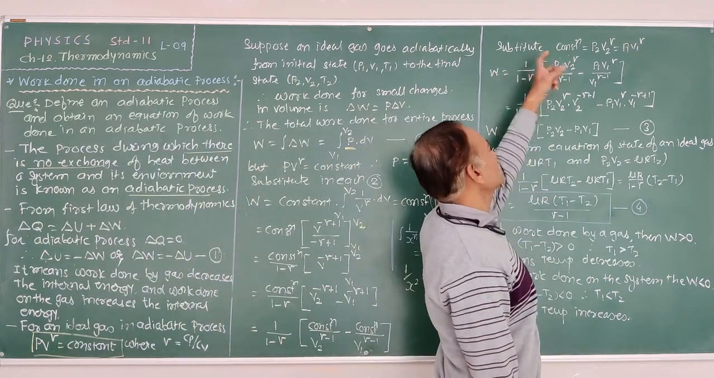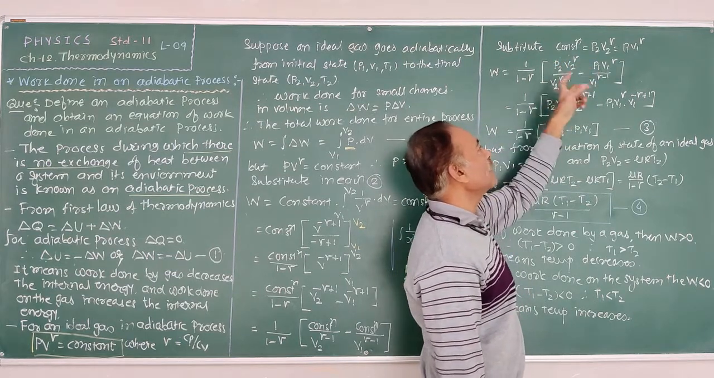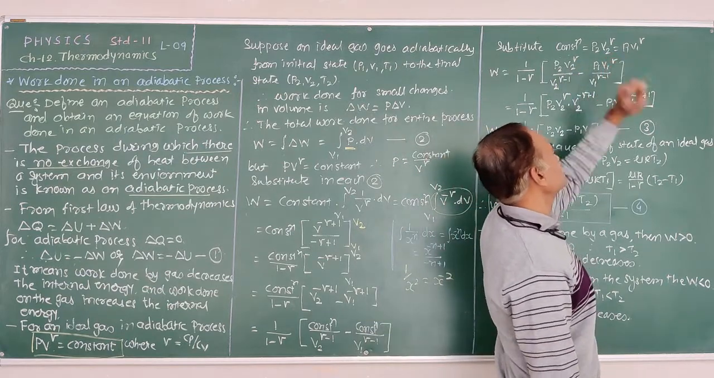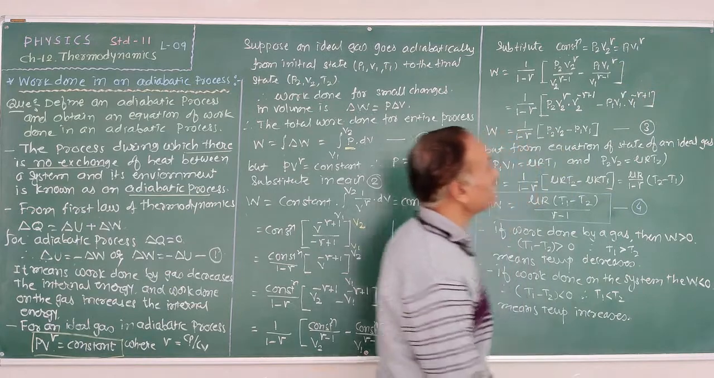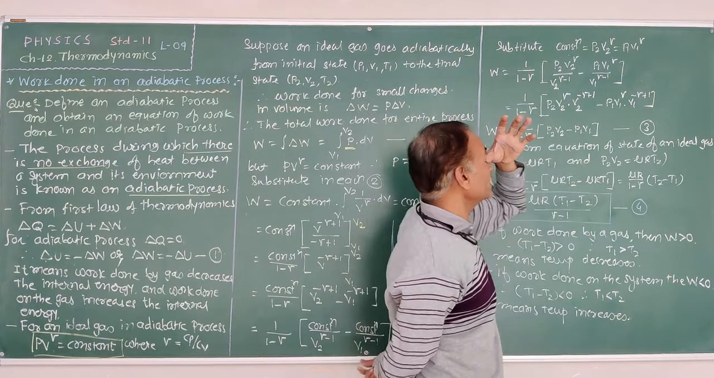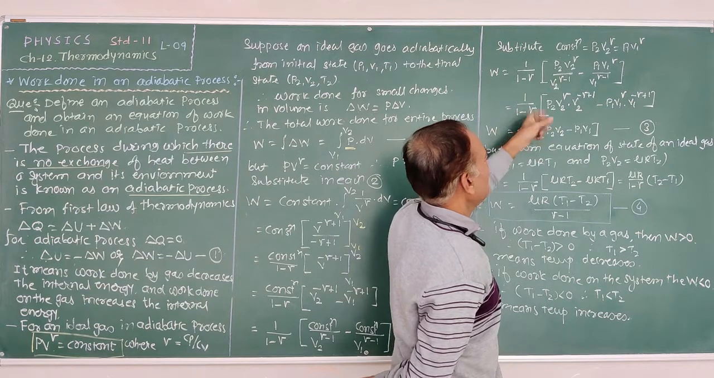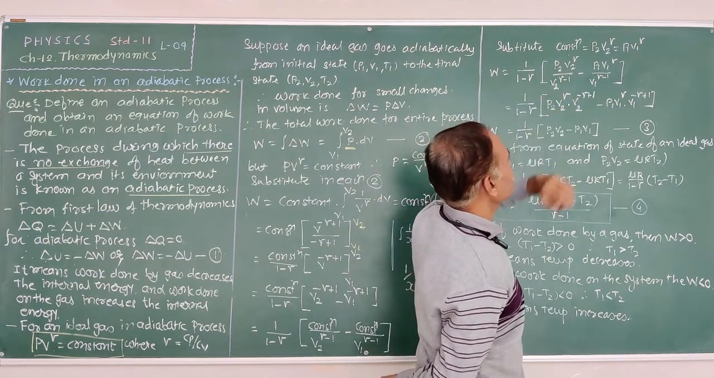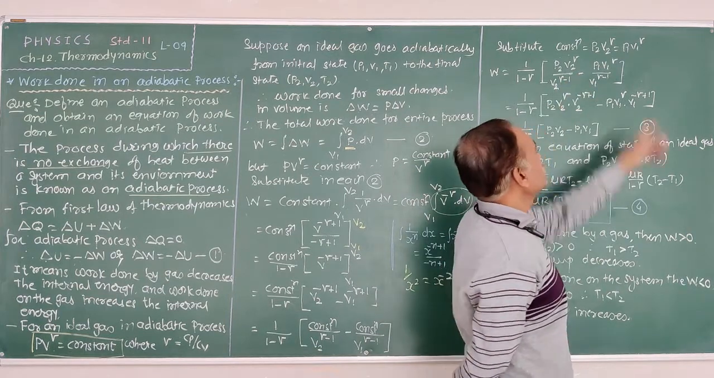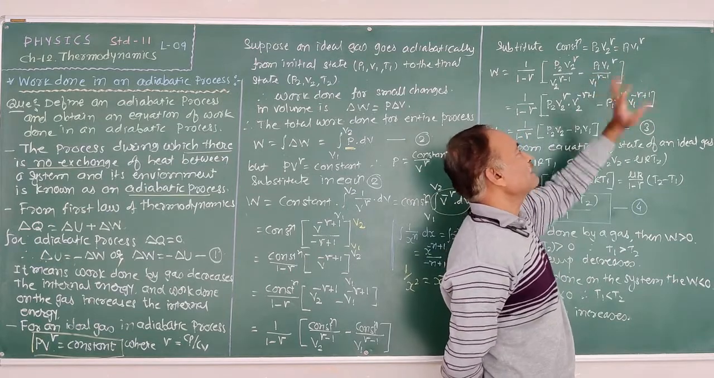Therefore, W is equal to 1 upon 1 minus gamma, bracket P2 V2 to the power gamma upon V2 to the power gamma minus 1, minus P1 V1 to the power gamma upon V1 to the power gamma minus 1. Now, again, take this denominator term to the numerator. Again, the power becomes negative. Therefore, 1 upon 1 minus gamma into bracket P2 V2 to the power gamma into V2 to the power minus gamma plus 1, minus P1 V1 to the power gamma into V1 to the power minus gamma plus 1.